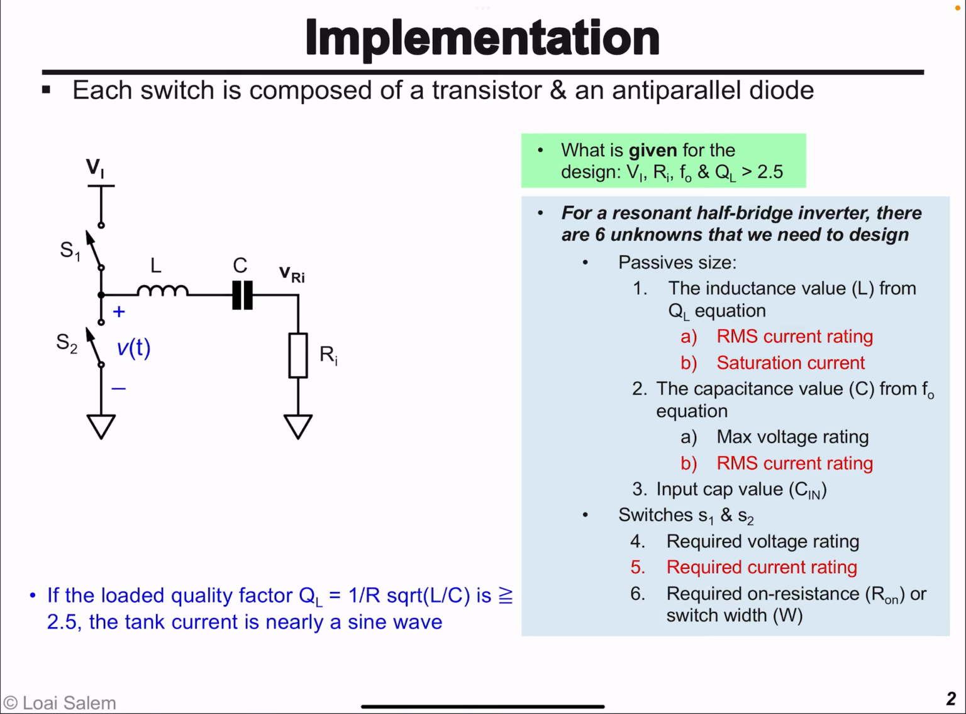In this video, we will continue our discussion on how to design a series resonant pulse inverter for wireless power transfer applications. In a previous video, we found that we have 6 unknowns: the required inductance and its ratings, the required capacitance and its current rating, the input decoupling capacitor, and the parameters for the switches, its equivalent on resistance and its current ratings.